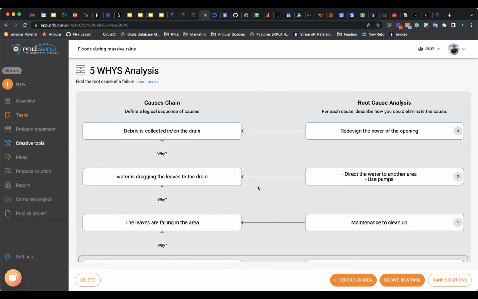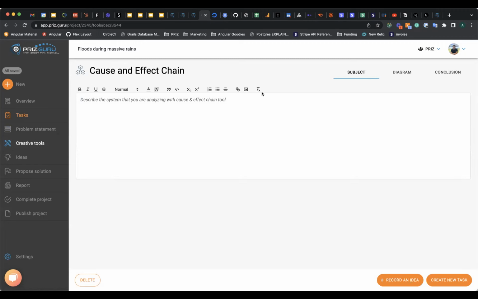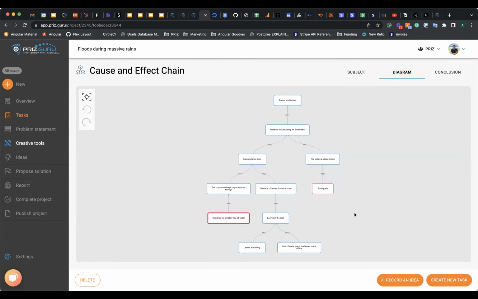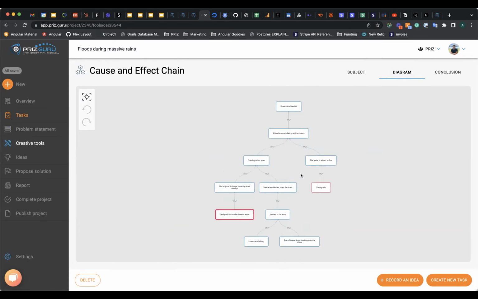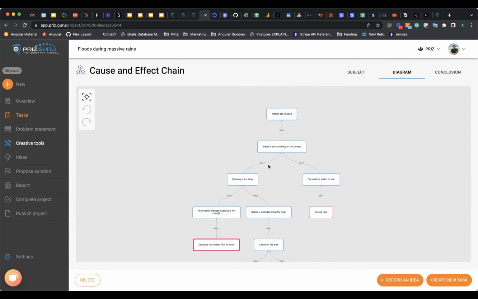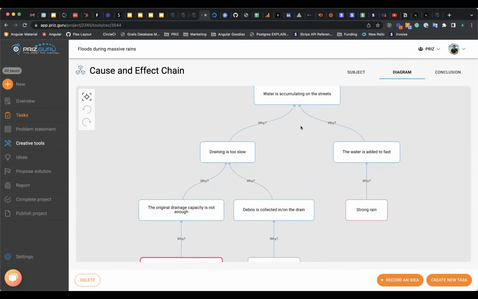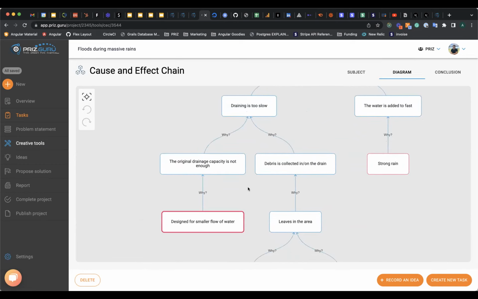Yeah. And I will stop at this point for any questions. I have several. Can you go to the root cause? Okay, root cause, you mean this diagram? Tree diagram? Yeah. Can you zoom in a little? Between "draining is too slow," the two causes are the regional drainage capacity is not enough, and debris is collected in the drain. It seems to me that is an "or" of causes, one or the other or both.